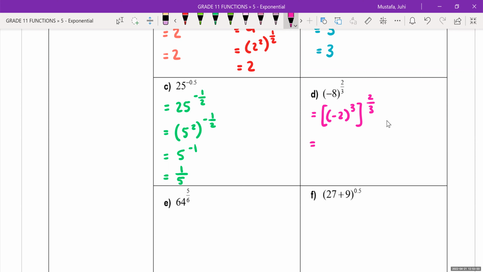What is 3 times 2 over 3? Well, 3 times 2 is 6. 6 divided by 3 is just 2. So this reduces to negative 2 to the power of 2, which would just be a 4.